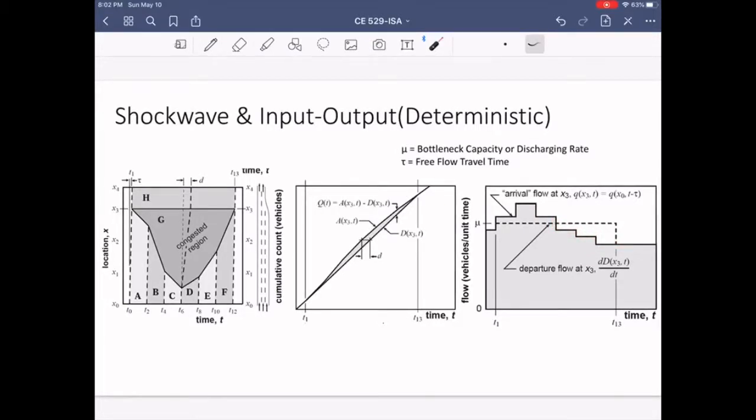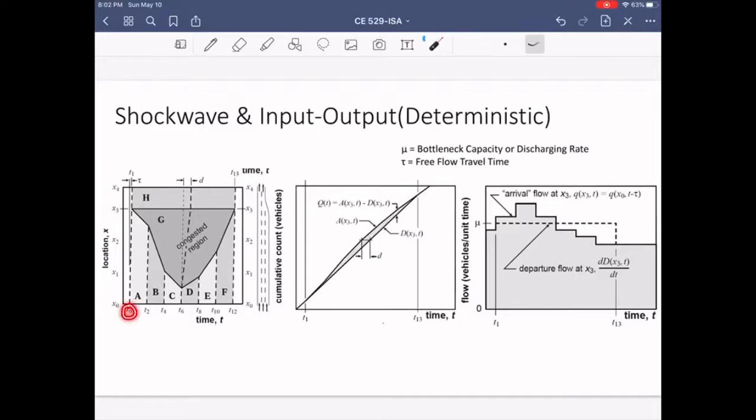So let's take a look at this first graph here, represented by the shockwave method. The horizontal axis is time, and the vertical axis is location. It's first divided into 8 different regions, depending on the density and flow of the traffic at the time and location. So it assumes that the vehicles that left before the beginning and after the end of the queue would not encounter any congestion and would reach their destination at free-flow travel time.